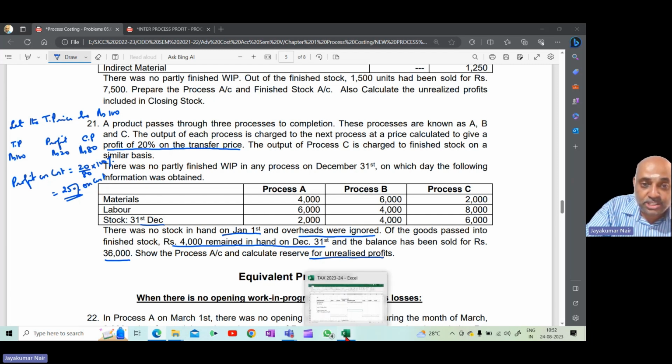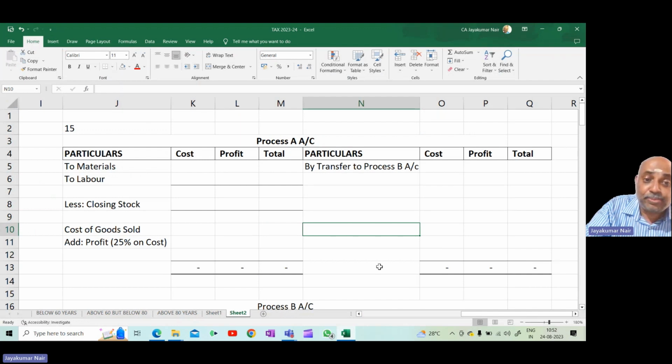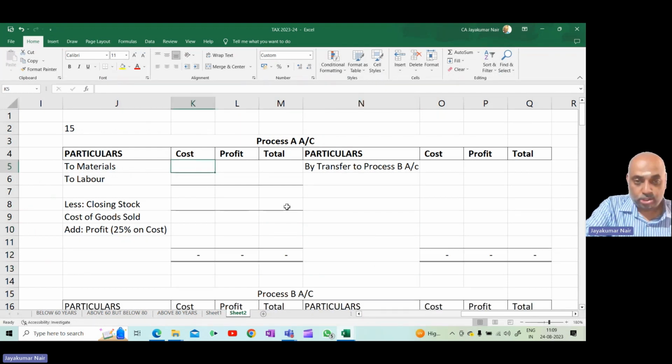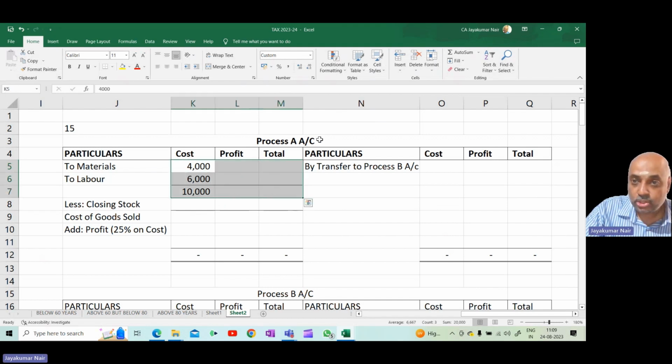The first process account we will prepare like this. We will write what is the cost incurred. There is no opening stock. Material is 4,000. Labor is 6,000. So the total is 10,000. There are no profits included, so profit is 0. So this will become the total as well.